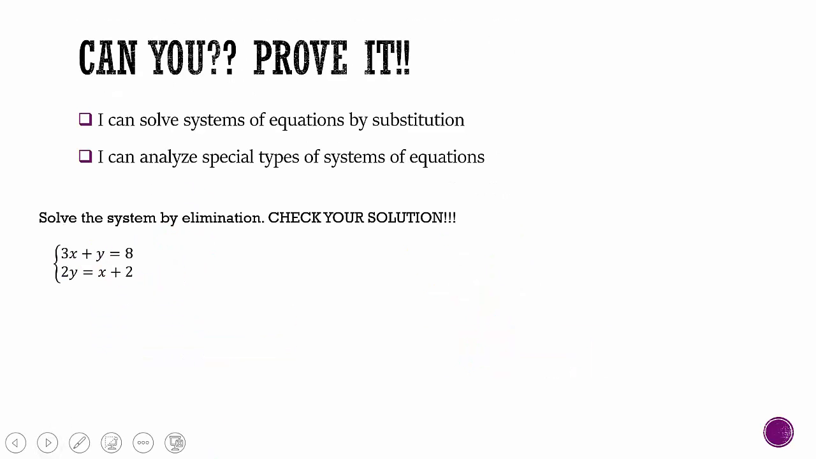So you have one to try on your own. Remember, you are solving this by elimination. Make sure you write down any questions you have, and we can go over them together in class.